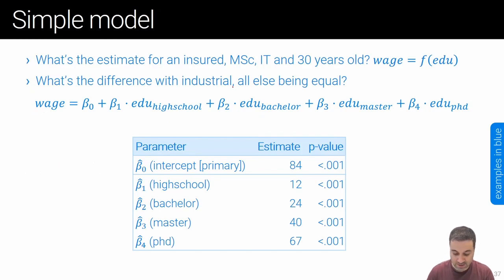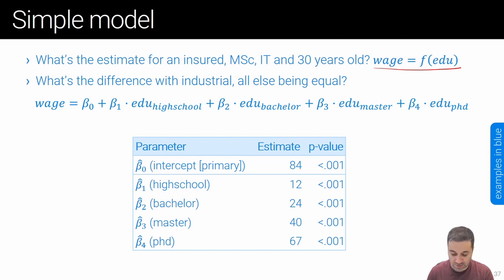Say, in this case, again, we're working with the wage of employees by different factors. And in this case, we're modeling wage only as a factor of education, anywhere between primary school, high school, bachelor, master's, or PhD. I could ask the question, what's an estimate for the insured employee with a master's level education in IT and 30 years old? That's a very specific question, right? I could also think about possible comparisons. So let's compare a person with that profile, but instead of IT, let's say industrial. So everything else being equal, what happens if we go for industrial job class?